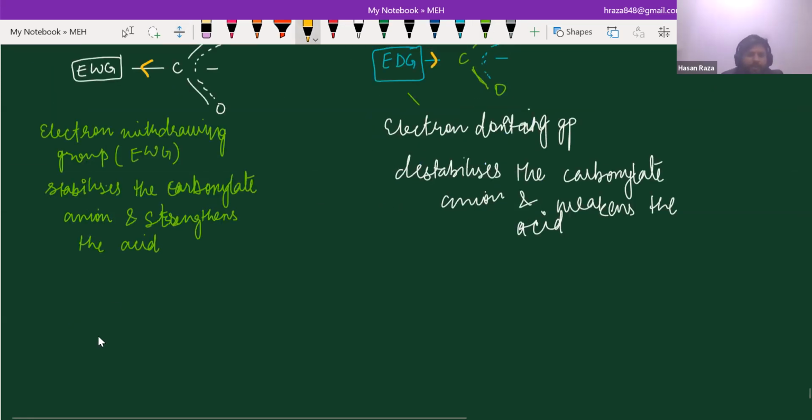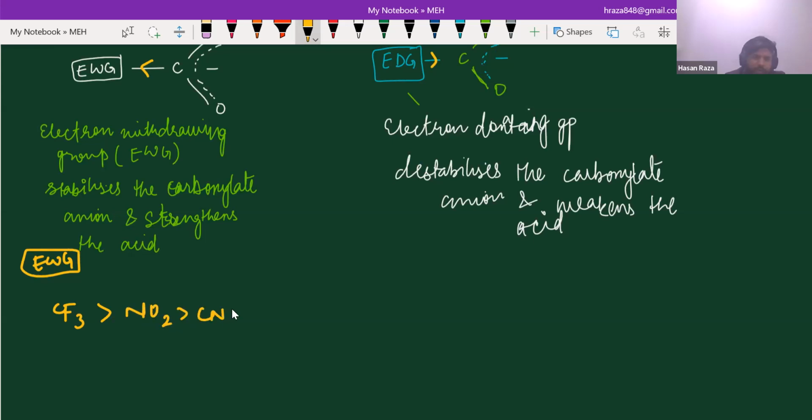Then there is a series of which is more acidic and which is less acidic, by electron withdrawing power of the electron withdrawing group. CF3 has the most, then comes NO2, then CN, then F, then chlorine, then bromine, then iodine, and then H. Please do write it.